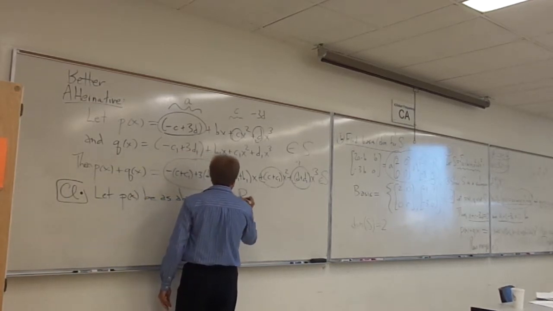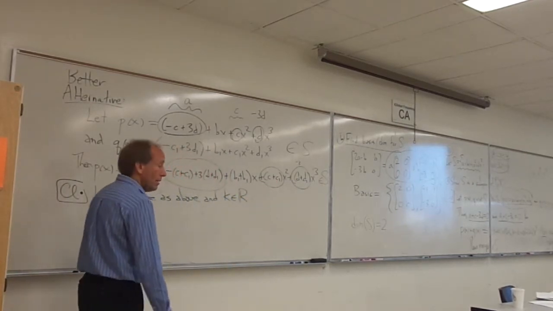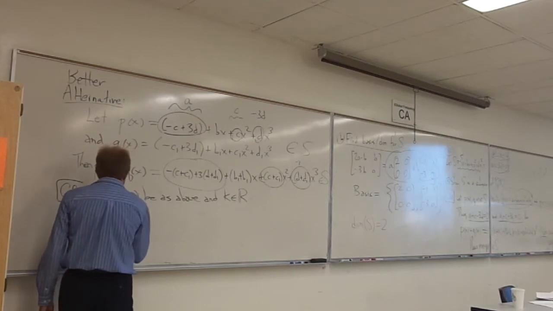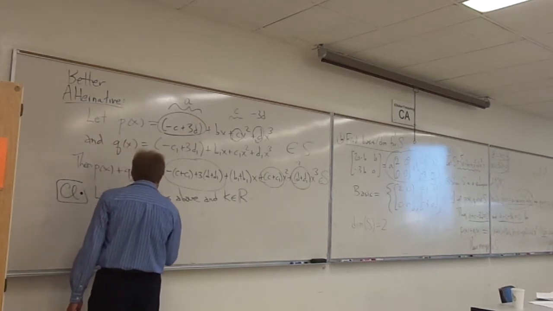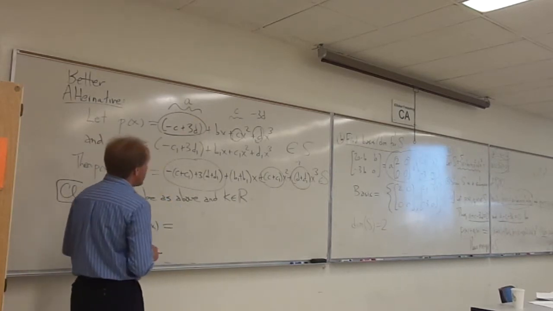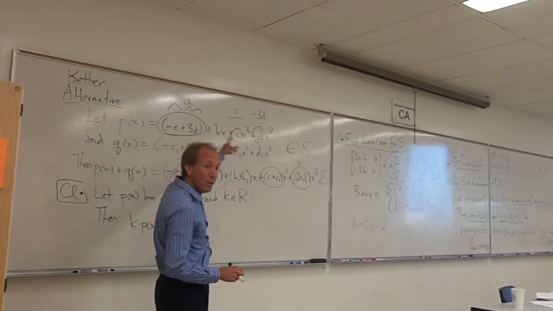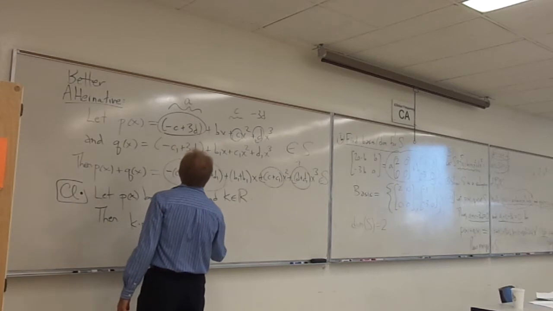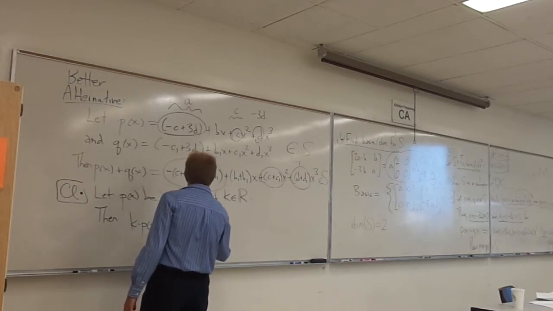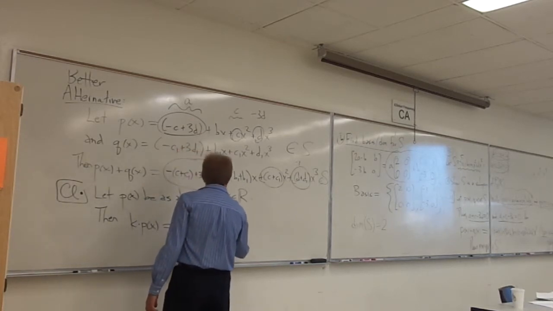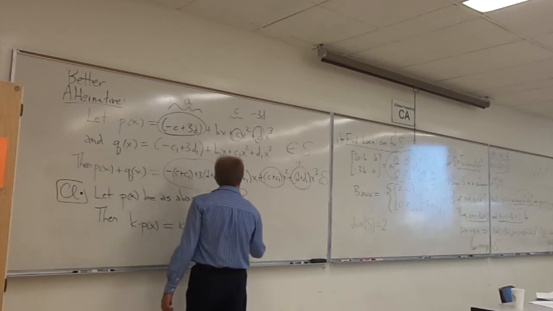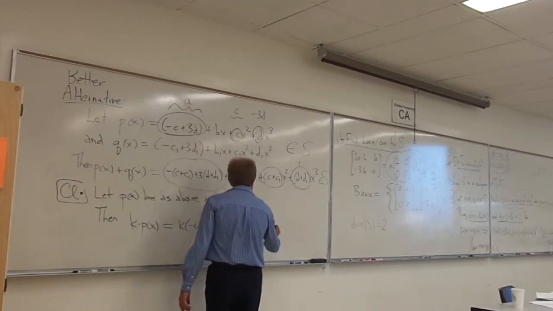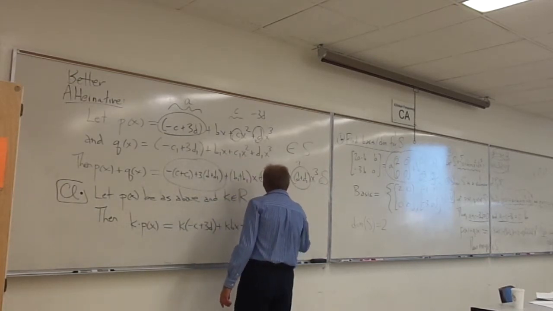K is an element of the real numbers. Good. Okay, so then I just take K times P of x. And that means I'm taking K times this first polynomial here. So that's just going to be K times negative C plus 3D plus KBX plus KCX squared plus KDX cubed.